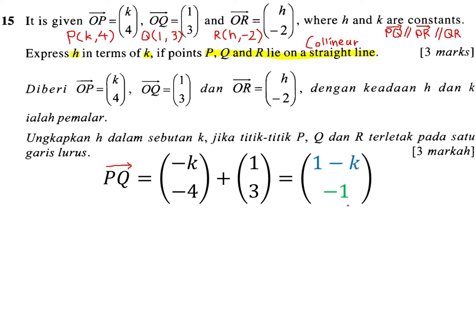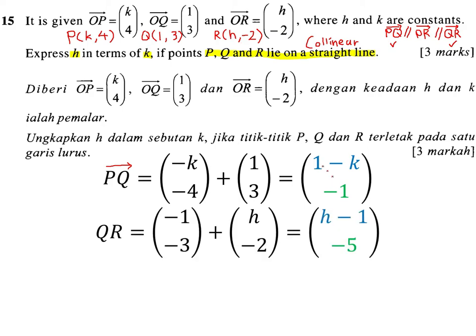Okay, now we pick the second vector here. In this condition, I will avoid PR. Do you know why? It will involve 2 different unknowns in the same vector. So that's why we use QR. If we use QR, we use the final minus initial. h minus 1, see, h minus 1. Then negative 2 minus 3, so negative 5. So with that, we get the 2 different vectors already. One is PQ and one is QR.